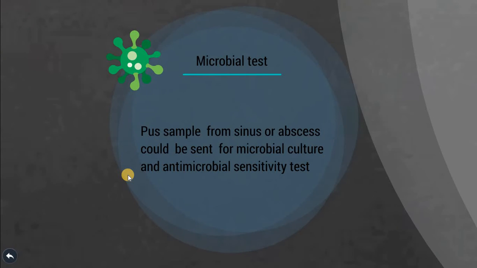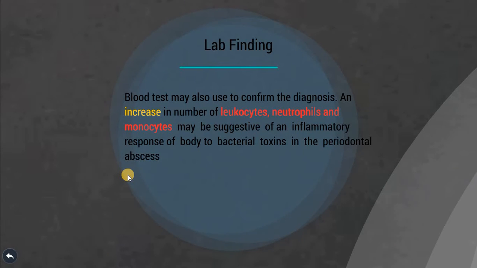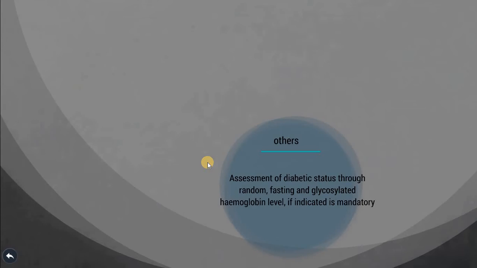In the microbial test, pus samples from the sinus or abscess could be sent for microbial culture and antimicrobial sensitivity test. This is another way of investigation. Another way is lab findings. We may find during the blood test a lot of leukocytes, neutrophils, and monocytes, and these are all suggestive of either an acute or chronic inflammatory response of the body to bacterial toxins in the periodontal abscess.